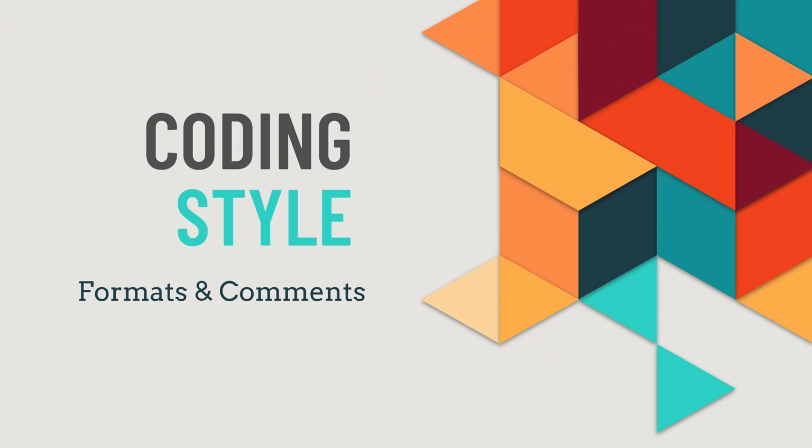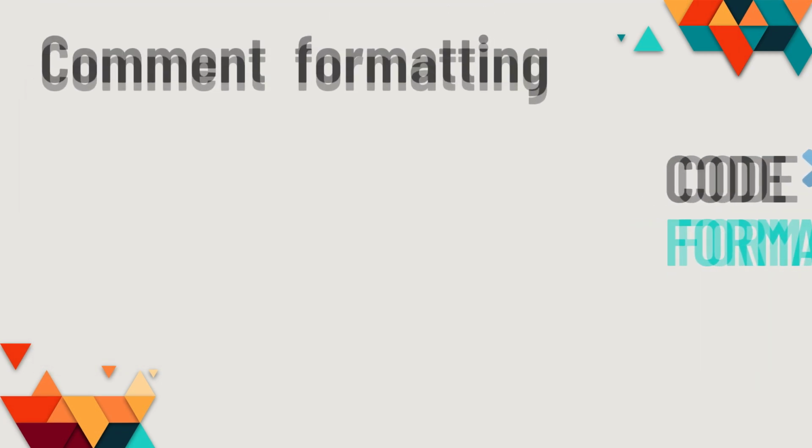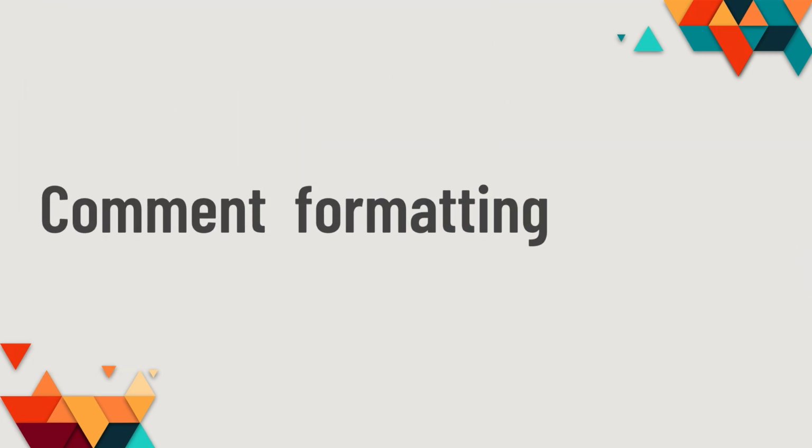Last, for this section is our coding style, which includes formatting and comments. We use a VS Code extension called Prettier to automate the formatting process, which makes all written code standardized. For comments, we have three main parts.